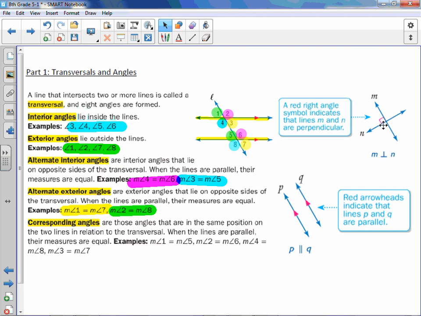Now, a couple other things. The red right angle here indicates that lines M and N form a right angle, which means they are what we call perpendicular. And here's the symbol for perpendicular. These arrows here represent that lines are parallel. Okay, so a box represents perpendicular. The arrows on top of those lines represent parallel, just like they are in this upper diagram. Those arrows represent that they are parallel.